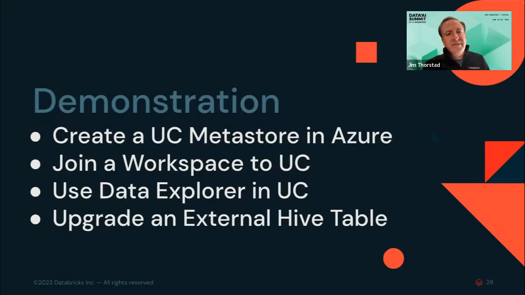Okay, so there's a lot of stuff I wanted to get out of the way. We're doing great on time, so I'm now going to head into the demo, which will take us through the rest of the session. Going to make a Metastore, going to join a workspace to it. I'm going to go into the Data Explorer and show you what changed, and we're going to actually upgrade an external Hive table to Unity Catalog, just to give you a feel for everything that's going on.